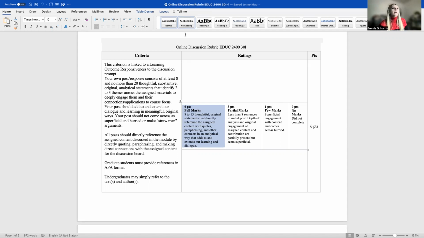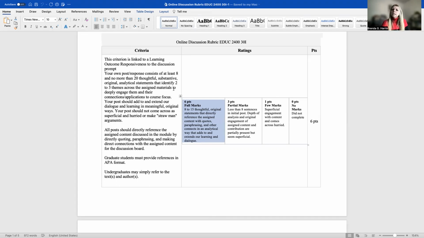This first criteria is about responsiveness to the content in the module. So this is like, what are these ideas that are in the module and the learning objectives? What is that content? To engage that, you've got 8 to 15 thoughtful, original statements that directly reference the assigned content with quotes, paraphrasing, and otherwise connect in an analytical way to what you learned, and extend our learning and dialogue.